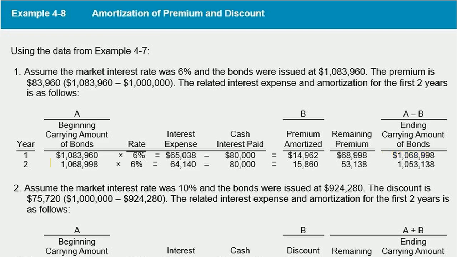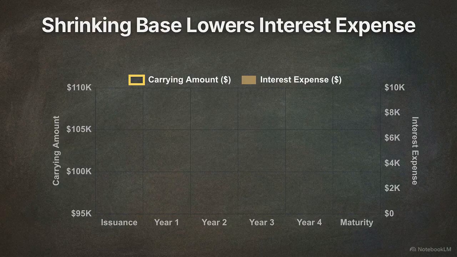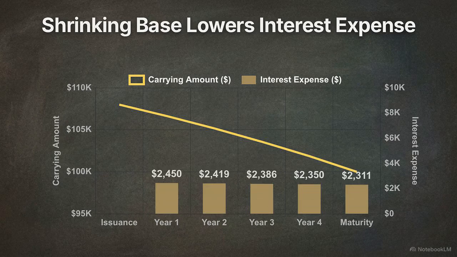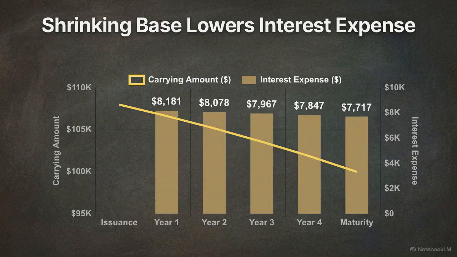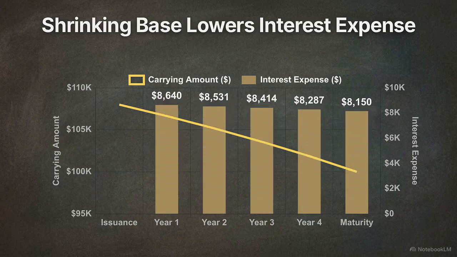That $14,000 gets subtracted directly from the carrying amount on the balance sheet, dropping our ending value to roughly $1,068,000. When we roll the calendar forward, that lower balance becomes the starting point for year two. Applying our static 6% rate to this smaller base yields a direct mathematical consequence. The year two interest expense drops to $64,140. The math establishes a definitive rule for premium bonds. Because the principal is constantly being paid down, the carrying amount must decrease toward par value. This shrinking base forces the reported interest expense to decrease every single year.